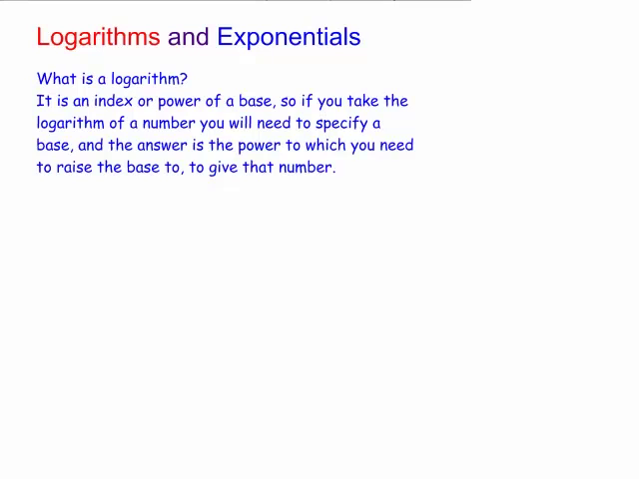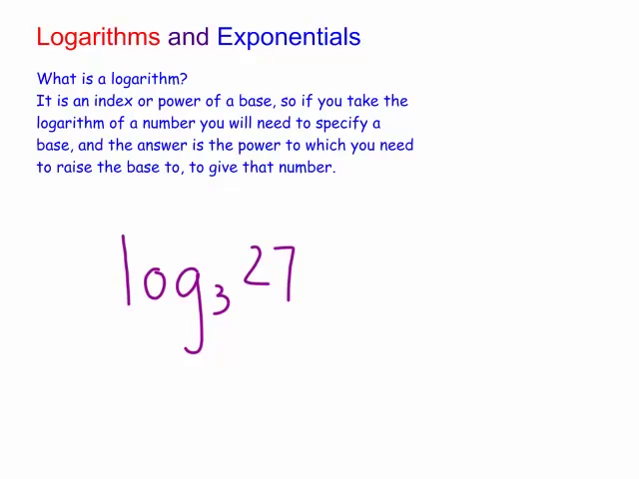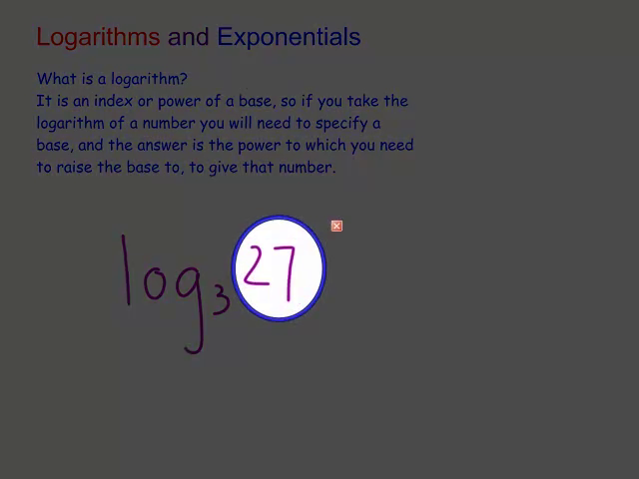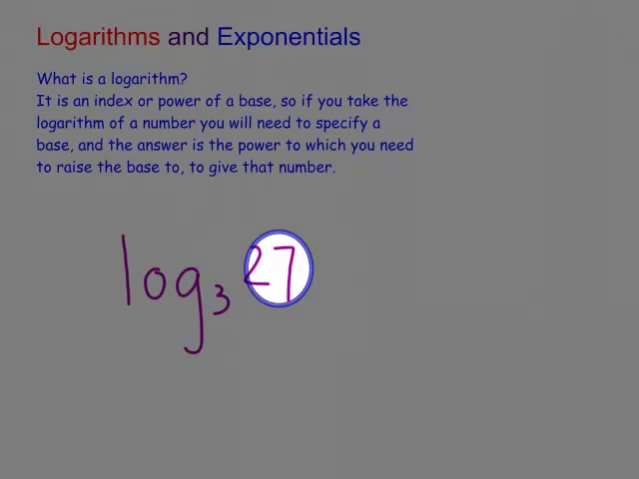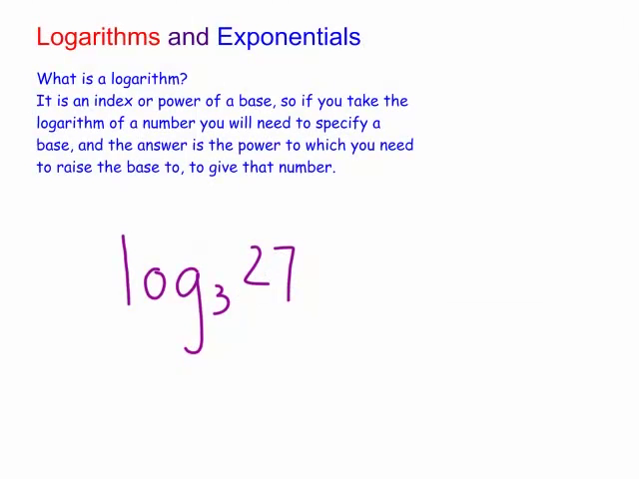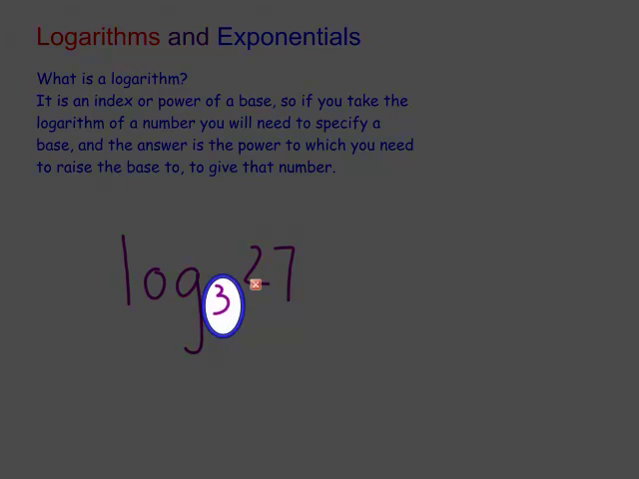Suppose someone said to you, what is the logarithm of 27 to the base 3? Okay, the first thing is, what are we taking the logarithm of? Well, we are taking the log of that 27. The other important bit of information is the base to which we are taking it, which you can see here is 3. So we're taking the logarithm of 27 to the base 3.